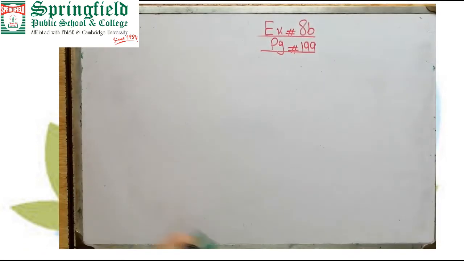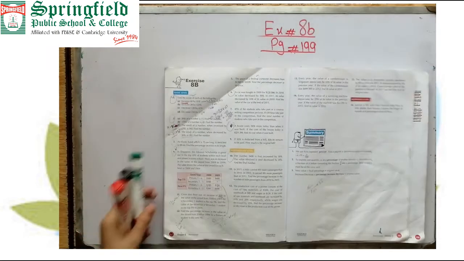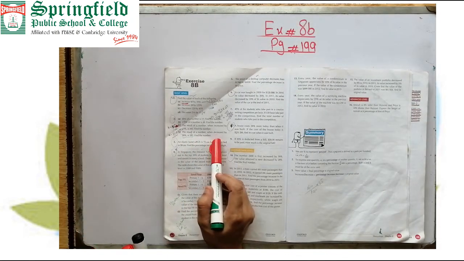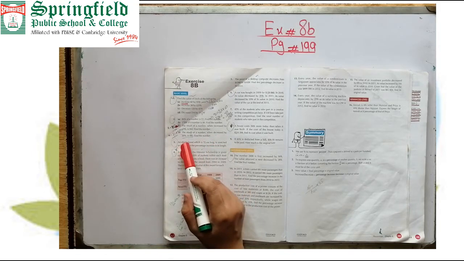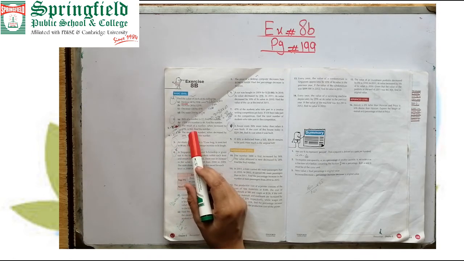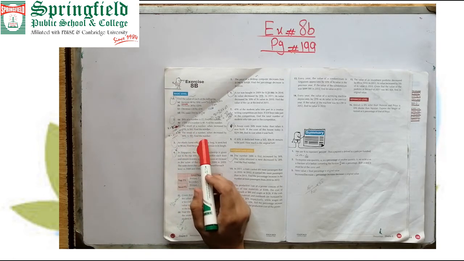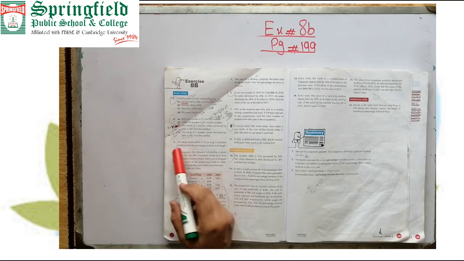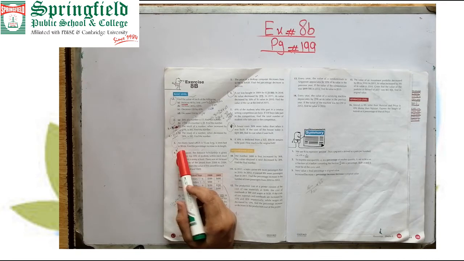Now come to the next question, question number 2, D part. The result of a number when decreased, the word decrease is used. It means we will subtract, we will write the minus sign, by 20% is 192. Find the number. As we already did part C, it's your task. Complete all the parts in your notebook. Fine. Okay, now come to question number 3.